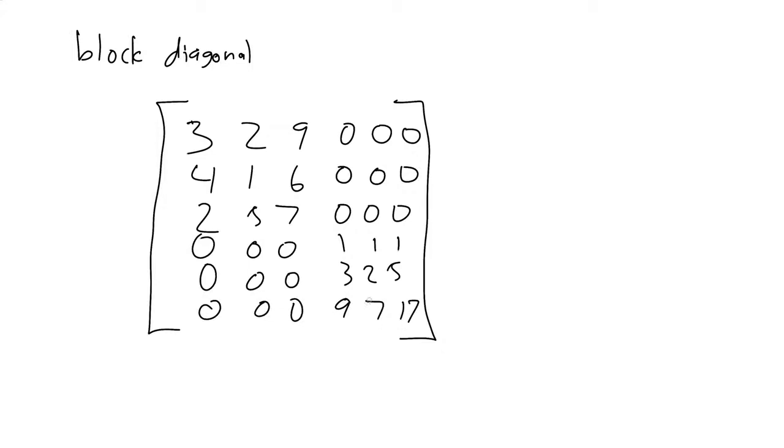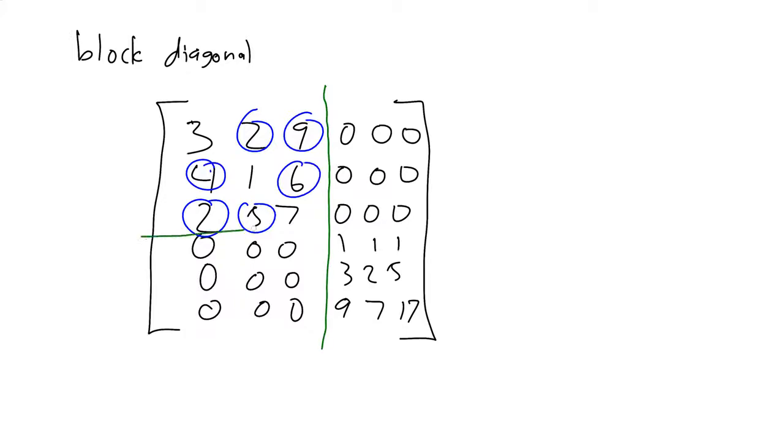Right? Now, clearly, this is not a diagonal matrix because we've got all sorts of things here that are not on the diagonal that are nevertheless not 0. So it's clearly not diagonal. However, we're going to say this is block diagonal. And here's what we mean by that. We mean we can partition the matrix like this.